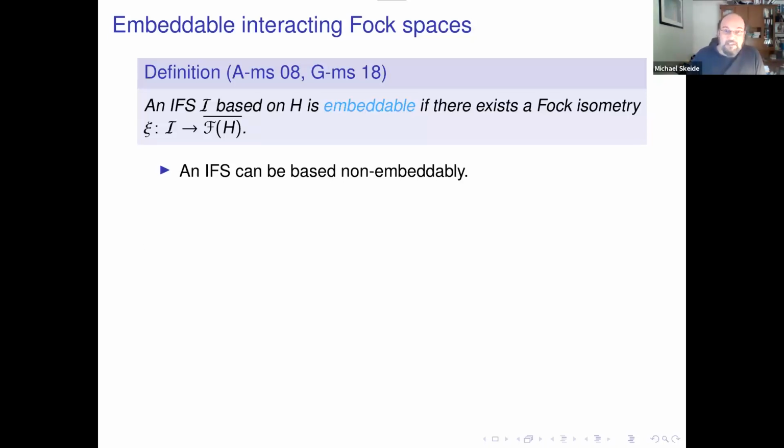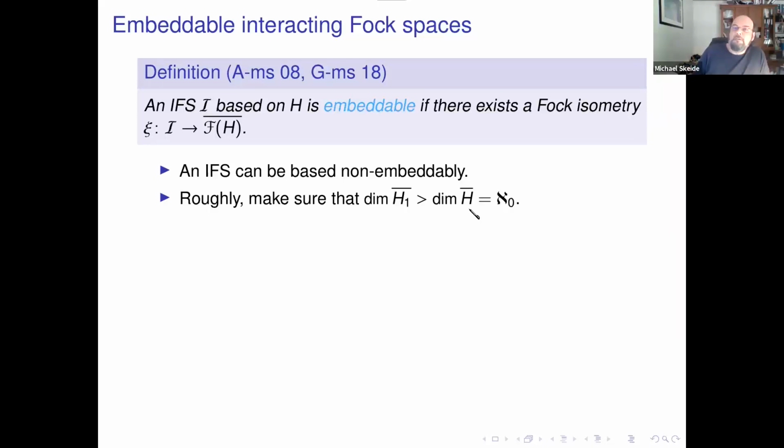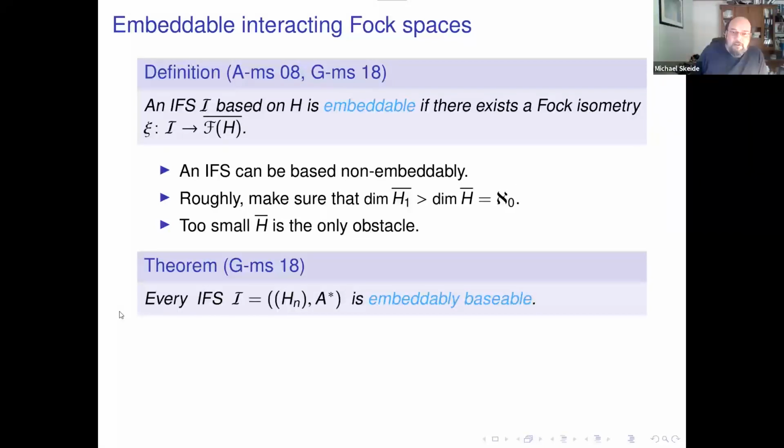An interacting Fock space can be based non-embeddably. Just make sure that the orthogonal dimension of the completion of H1 is strictly bigger than the infinite orthogonal dimension of the completion of H. Then this will not be embeddable. But this is the only obstacle that can occur. So by changing our basing, we get something better. And the theorem is: every interacting Fock space can be embeddably based.